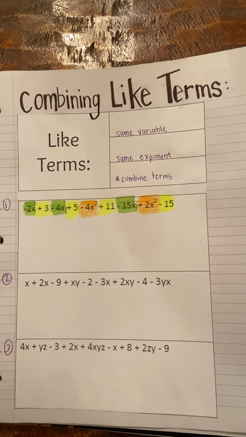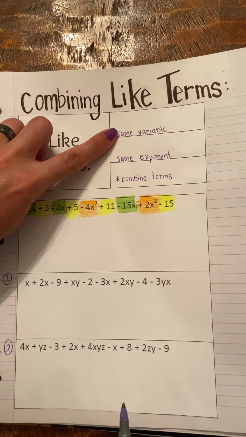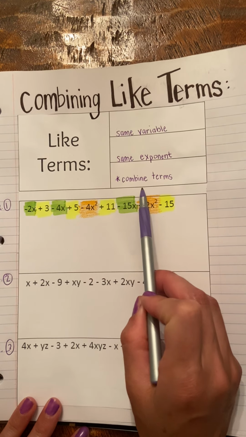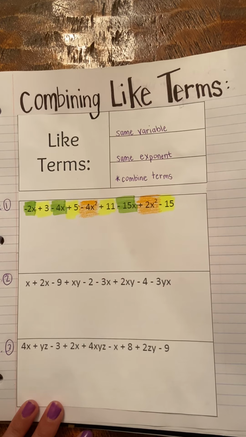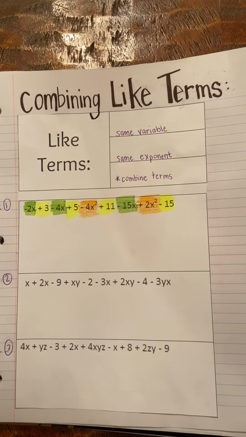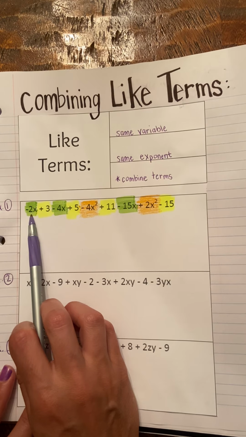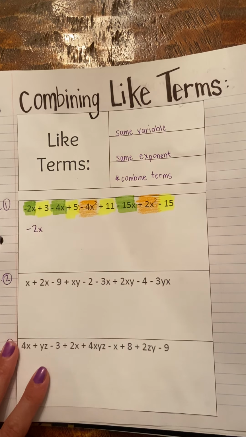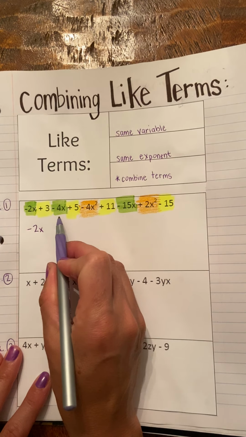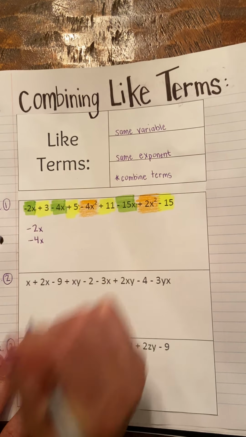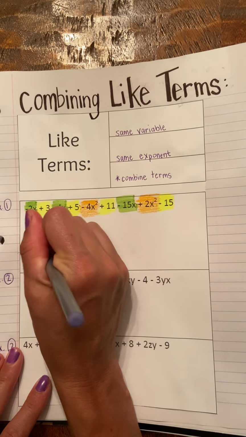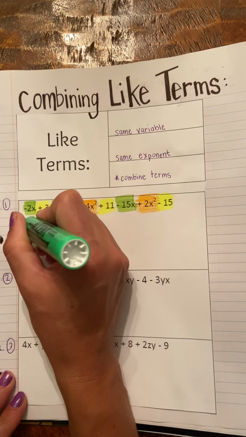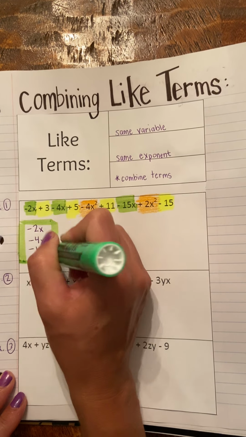Okay, so now we need to combine them. So we found all the like terms with the same variable and same exponent. And so the last step is to combine them. So we're going to start with our green terms. That is -2x, -4x, and -15x. Those are our green terms.